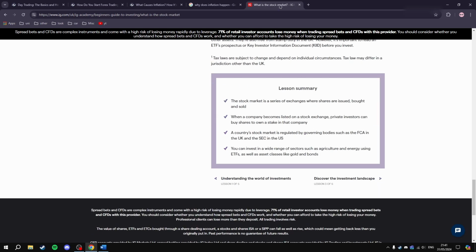Okay, so let's just summarise. The stock market is a series of exchanges where shares are issued, bought and sold. When a company becomes listed on a stock exchange, private investors can buy shares to own a stake in that company. A country's stock market is regulated by governing bodies such as the FCA in the UK and the SEC in the US. You can invest in a wide range of sectors such as agricultural and energy using ETFs, as well as asset classes like gold and bonds.